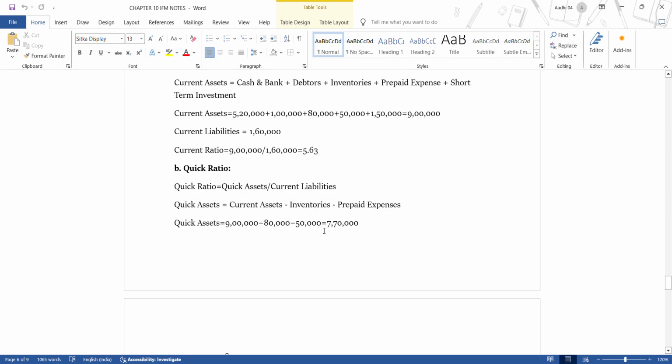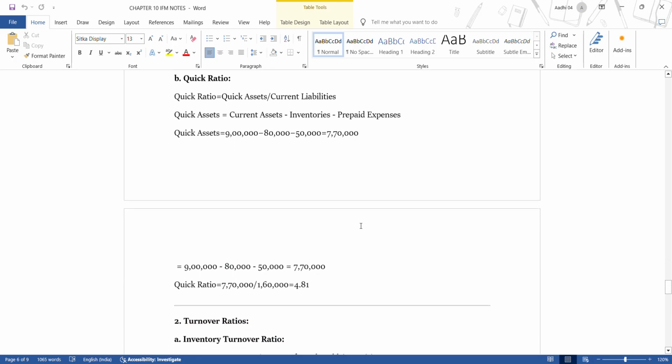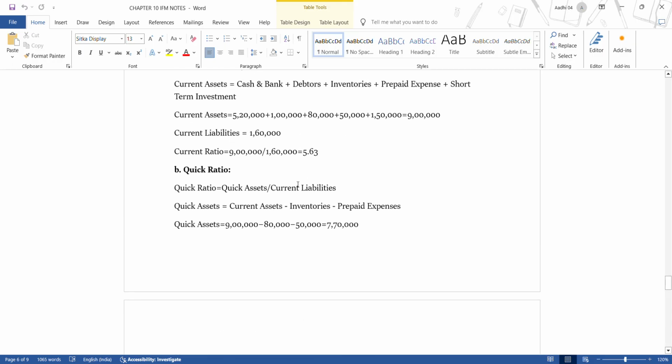You will get quick assets. Okay, and then you have to divide it. 7,70,000 divided by current liabilities. You already have the total of current liabilities, 1,60,000, in the balance sheet, and when you divide it you will get the quick ratio. I hope that is clear.